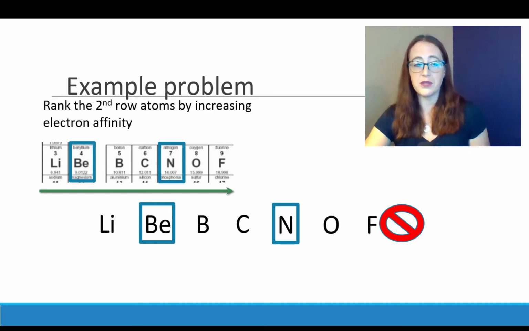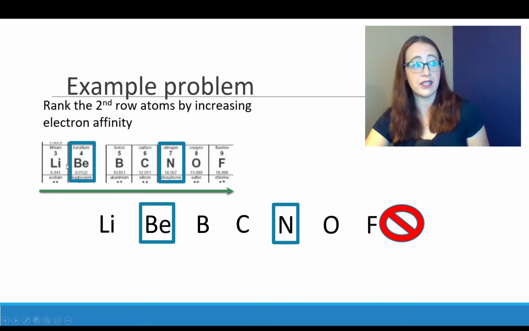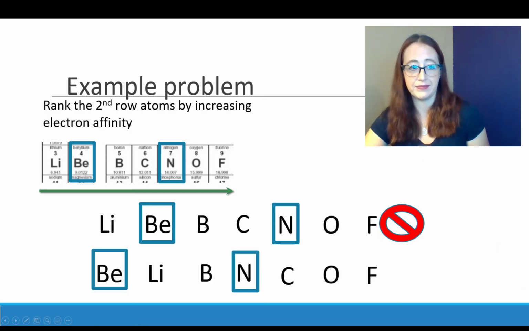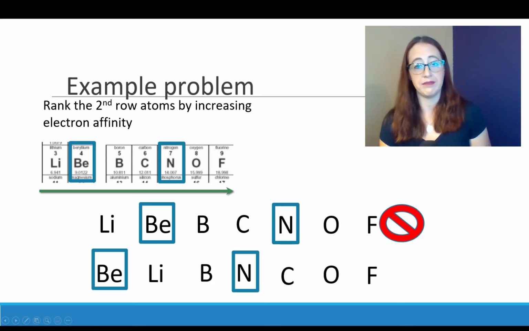Okay, so since we're doing this with the whole row, we can see that beryllium is going to go one less, so it's going to switch with lithium. And nitrogen is going to go one less, and so it's going to switch with carbon. And we get this ordering.